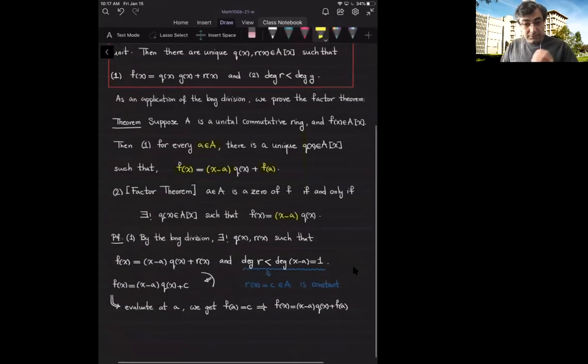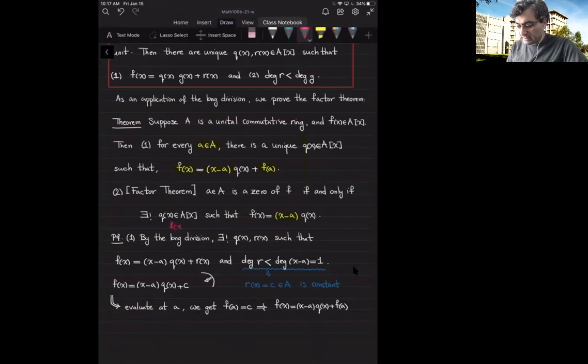We start by using the long division. So we divide f of x, so we are using long division for the polynomial f of x and x minus a. And notice that the leading coefficient of x minus a is just 1. Here is the leading term, and as you can see, the leading coefficient of this polynomial is just 1. And therefore, we can actually use the long division algorithm.